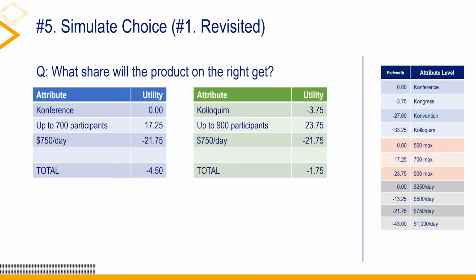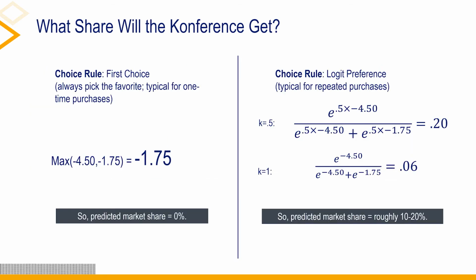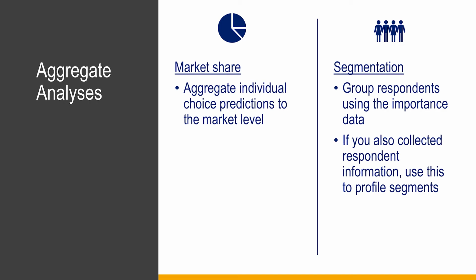Let us assume the individual is choosing between these 2 products. What share will Colloquium get? Well, it depends on the choice rule we assume. Under the first choice rule, Conference's predicted share is 0 as its utility is smaller than Colloquium's utility. Under a share of preference rule, its share will be roughly in the range 10 to 20%, depending upon the scaling factor. Which choice rule is appropriate for a video conferencing service? I think most people would find a service they like and stick with it, so a first choice rule seems appropriate here.